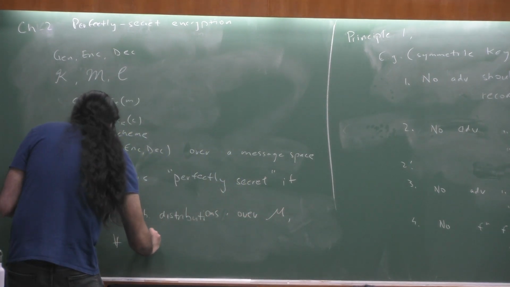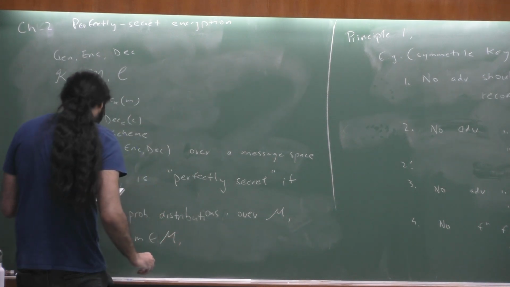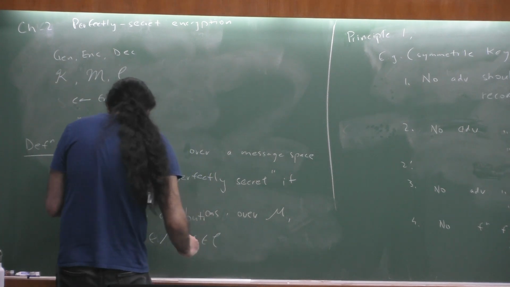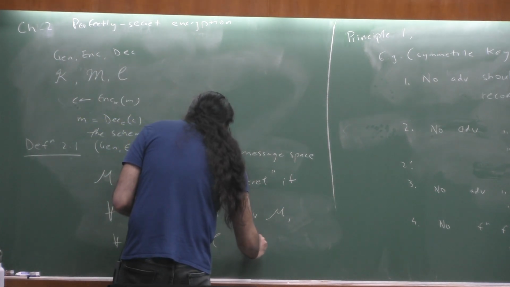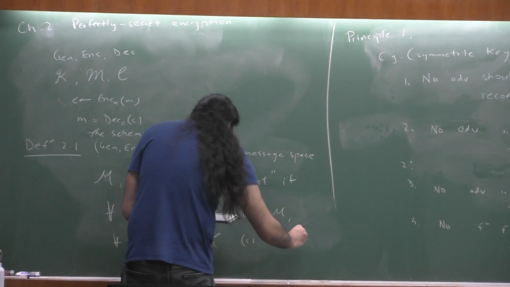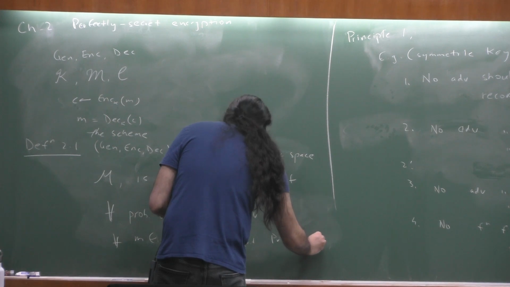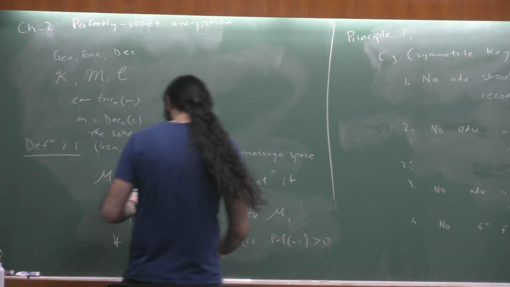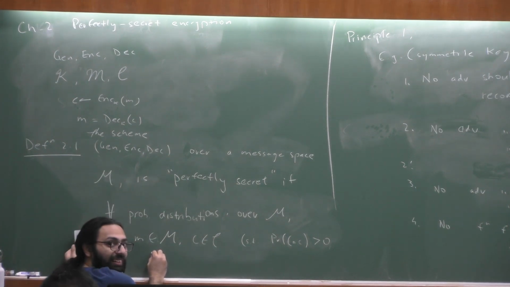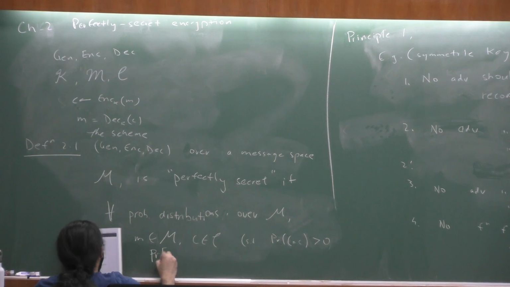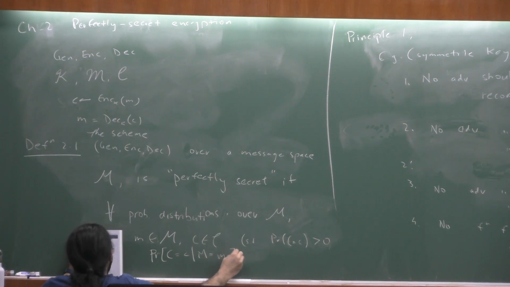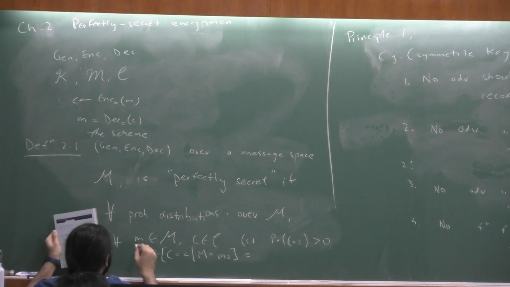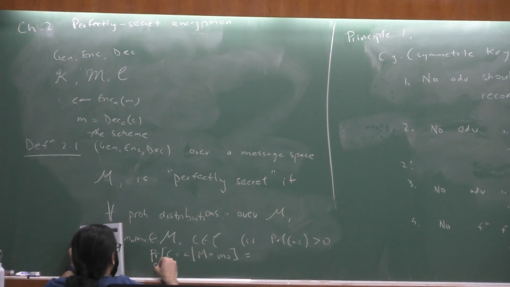and for all messages m in the message space, and for all ciphertexts c in the ciphertext space which occur with non-zero probability, such that the probability that capital C is c is strictly greater than 0, the probability that the random variable C equals little c, given that the random variable M is M0, is the same as the probability that the ciphertext equals little c, given that the message was M1.